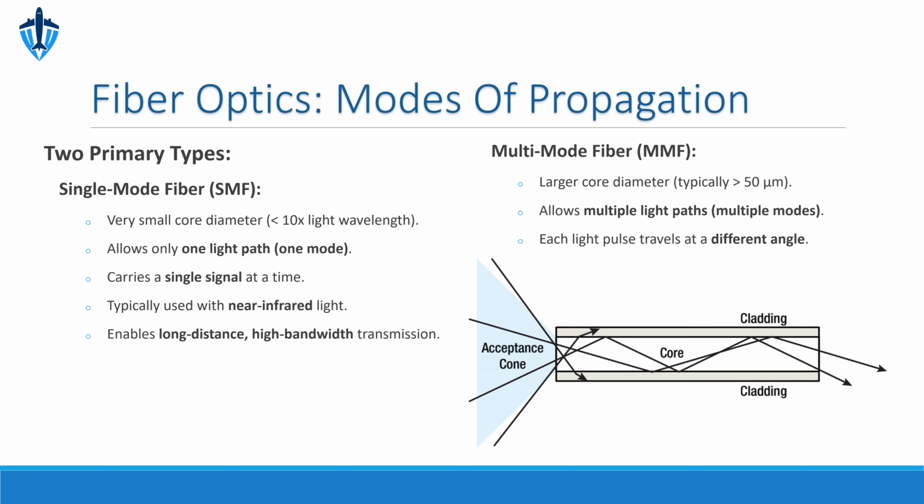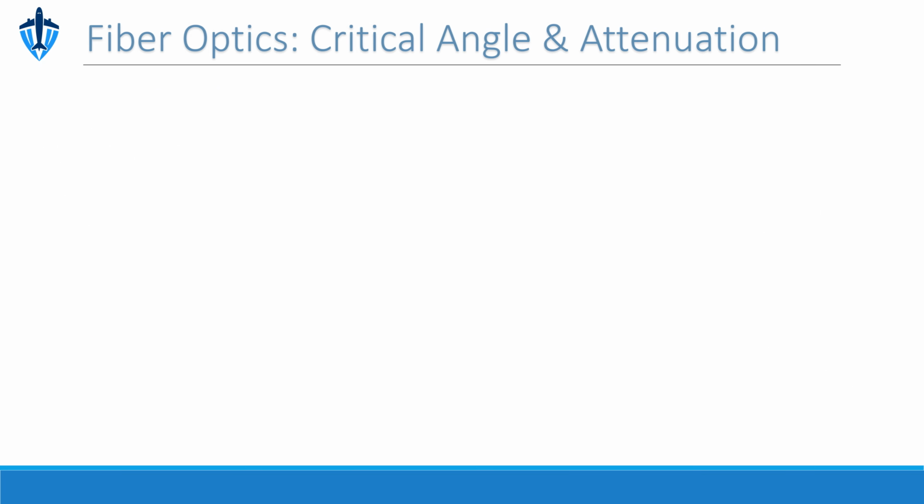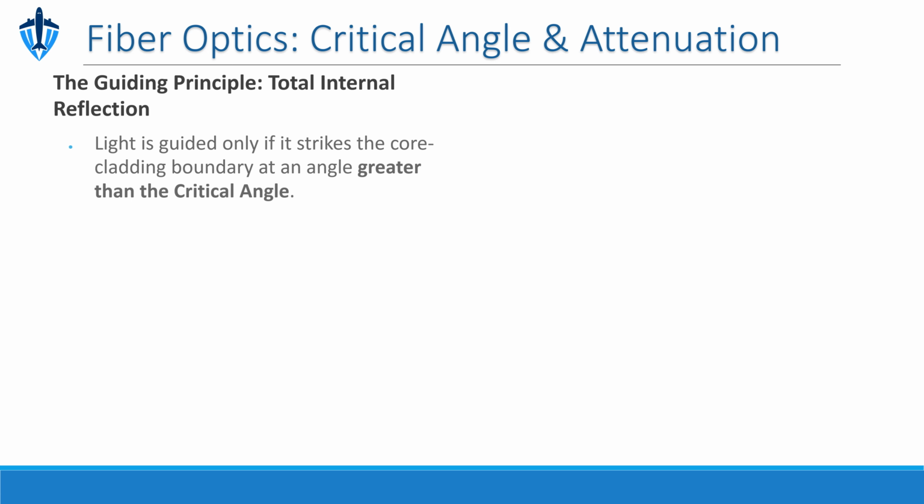This is perfectly illustrated in the figure, which shows the single straight path in SMF versus the multiple bouncing paths in MMF. How does the fiber keep these light signals contained? The answer lies in a principle we've touched on: total internal reflection. For a light ray to be guided, it must strike the boundary between the core and the cladding at an angle greater than a specific value called the critical angle. If it does, it is perfectly reflected back into the core.